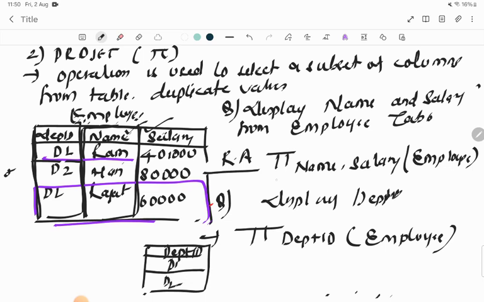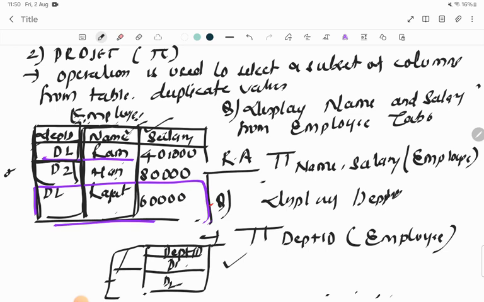And if it was name and ID, then it would have contained all three, because Ram, Hari, Rajat are different persons' names. But if you are only going to display the department ID, only the unique IDs will be displayed here. Okay, so that's all about the project command.